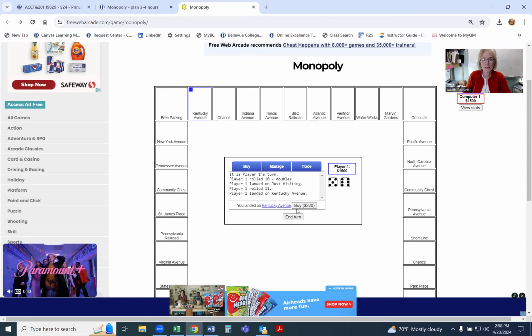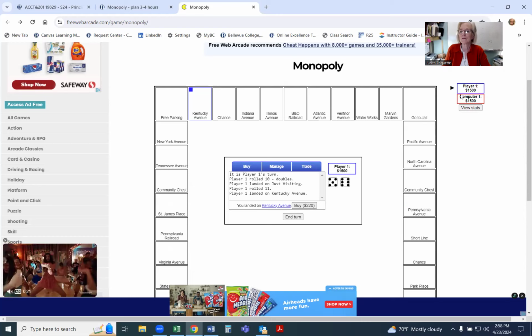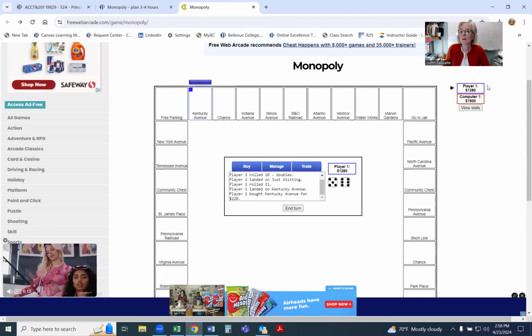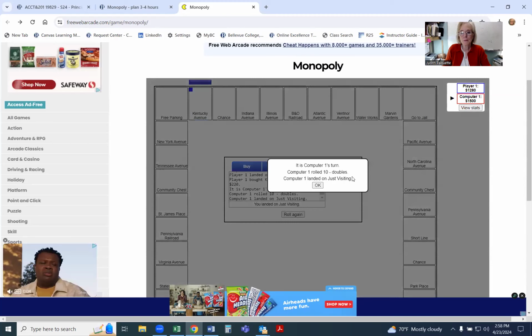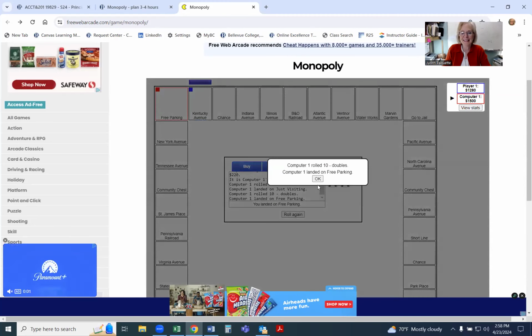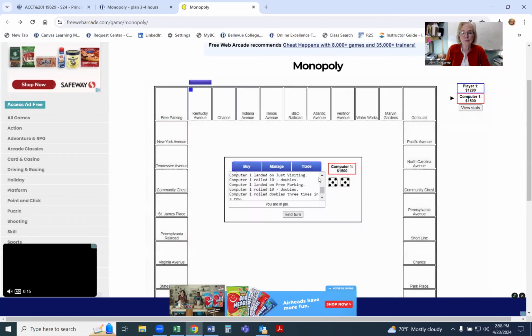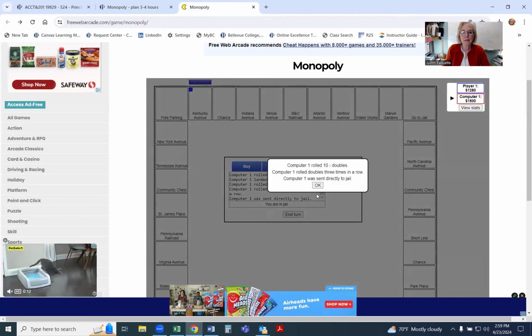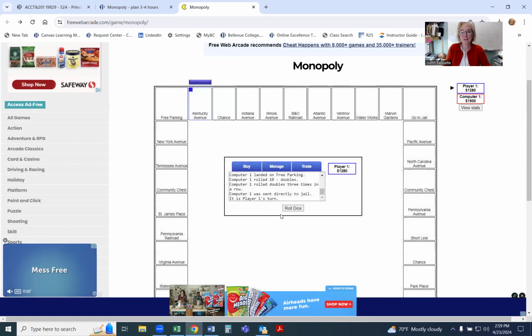Now I'm going to say yes, I want it, but you have to tell the game you bought it. Now look up here and you can see player one has $1,500. The computer hasn't played yet, so it still has 1,500. Let's buy it, and now my balance has gone down to 1,280, which makes sense. Now the computer is playing. It landed on free parking. Oh my goodness, it rolled doubles 3 times and the computer is sent to jail. That's good. Now it's my turn again.